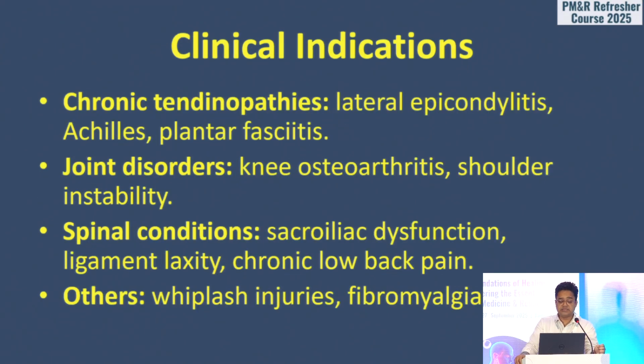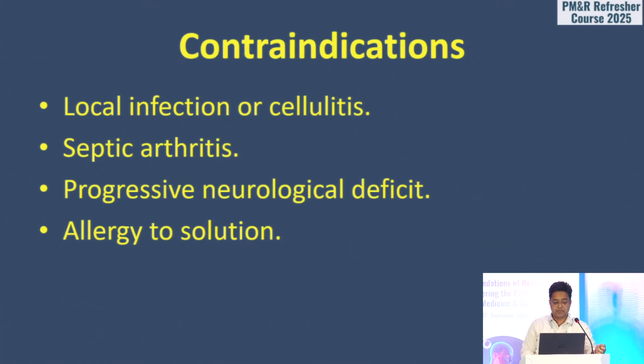Some clinical indications: chronic tendinopathies like lateral epicondylitis, Achilles tendinitis and plantar fasciitis; joint disorders like knee osteoarthritis and shoulder instability; spinal conditions like sacroiliac dysfunction, ligament laxity and chronic low back pain; and others such as whiplash injuries and fibromyalgia in selected patients. What are the contraindications for prolotherapy? Local infection or cellulitis, septic arthritis, progressive neurological deficit, and allergy to the solution.